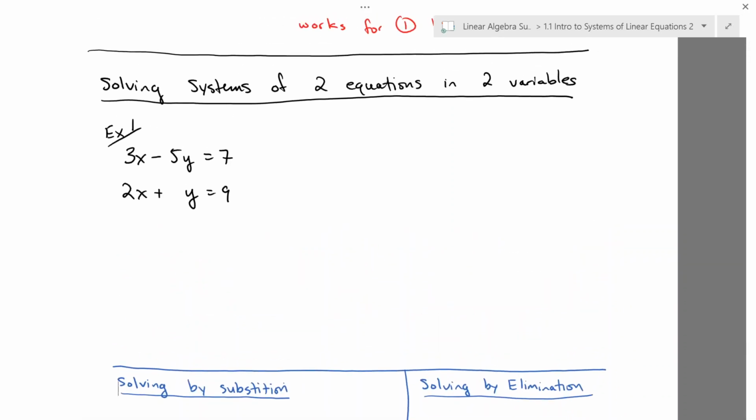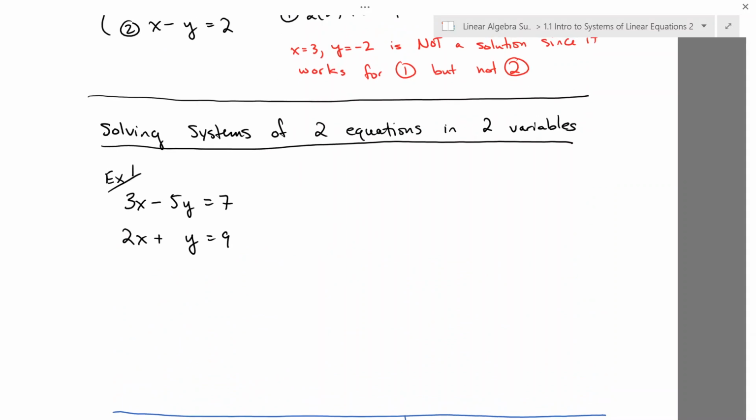Okay, so going back to the example, I have a system of two equations. Let's number them 1 and 2, and two variables x and y. So the first method we're going to do is to graph the solutions, graph the equations.